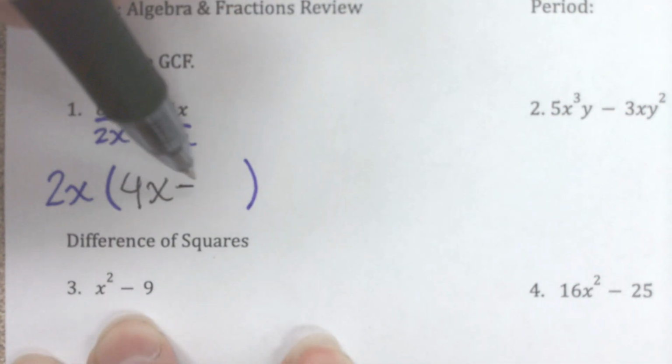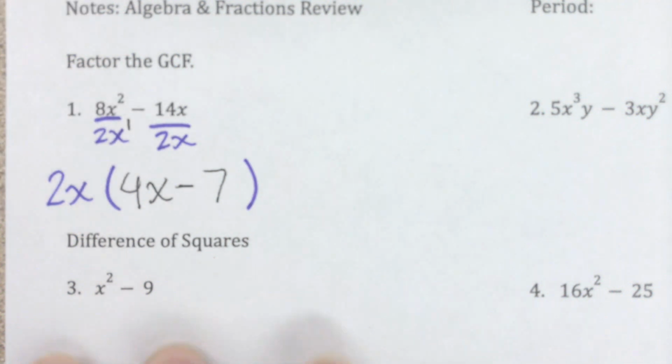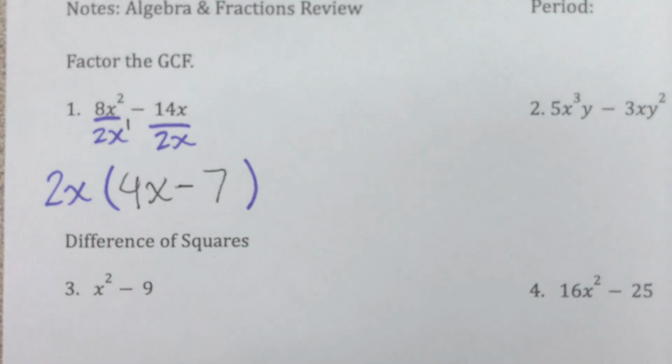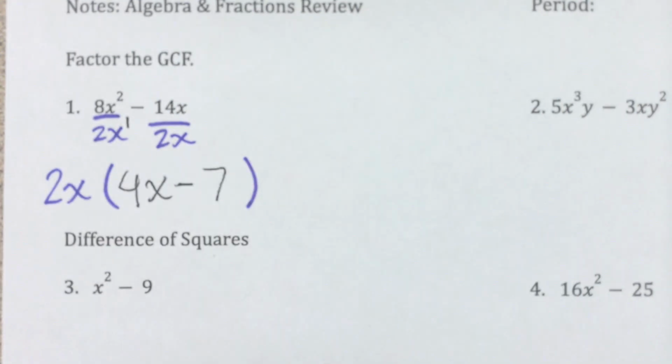Minus 14 over 2 is 7. And we have an x on top and bottom. Those will cancel, so it's just 7 left behind. Questions on that?